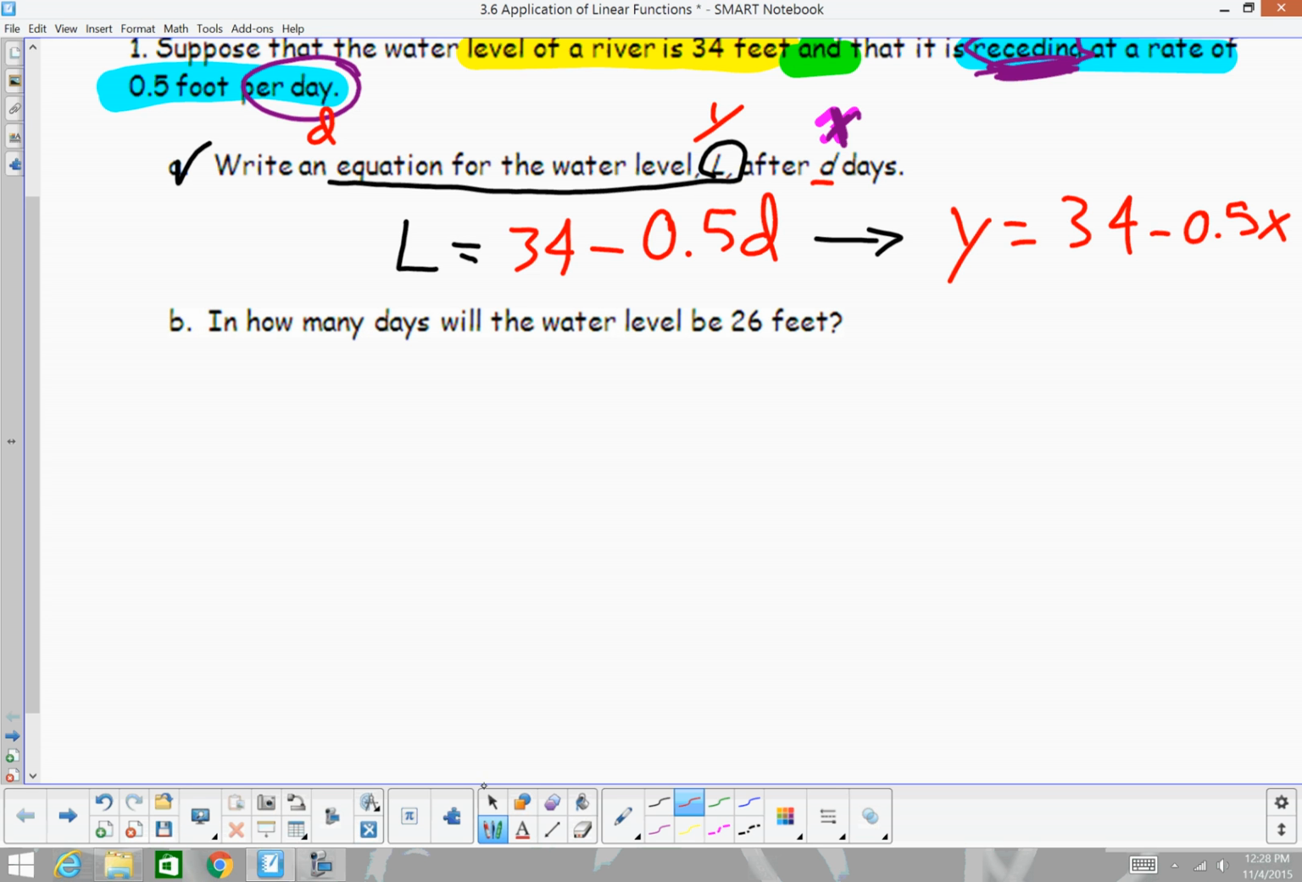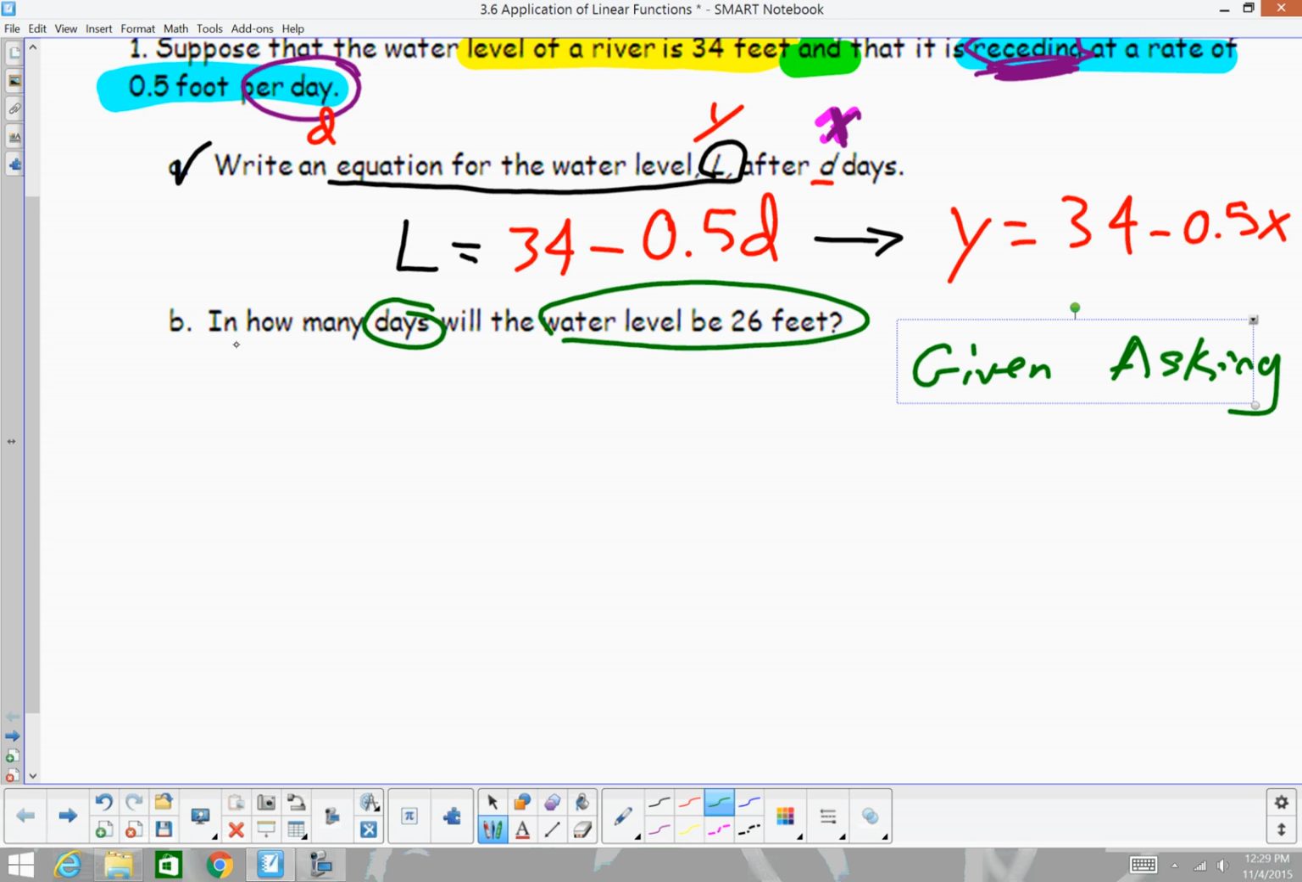Good. Now, it's asking me to answer a question. In how many days will the water level be 26 feet? Now, what's given? What are they asking? Okay? What's given? What are they asking? Okay, well, how many days? Well, that's what they're asking. Days, right? In this case, I'm looking for D. Okay, and what's given?